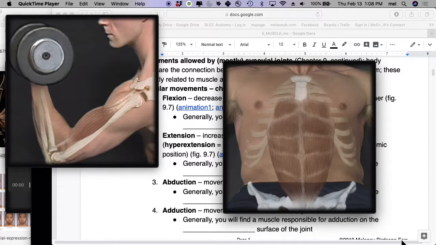Okay, this is flexion of the vertebral column. Good. Or flexion of the abdomen. Where's the approximate origin, approximate insertion? Where's the origin? Origin is not there.